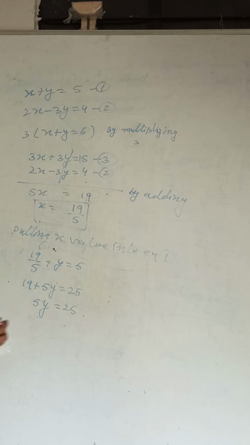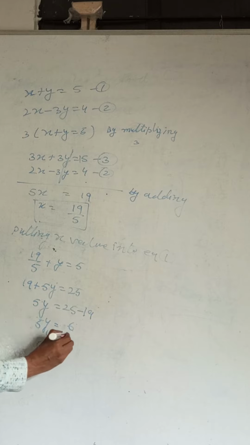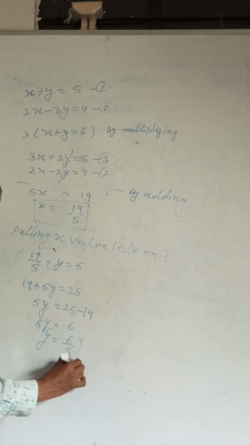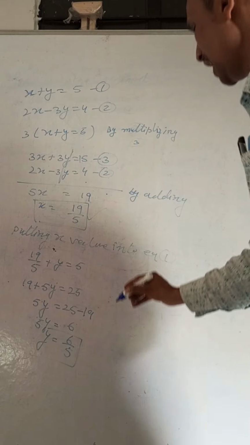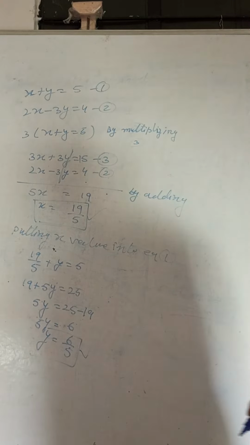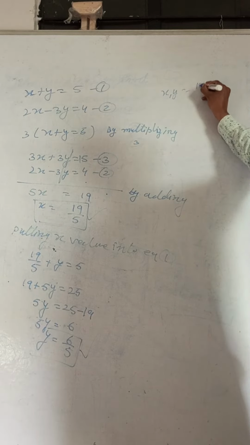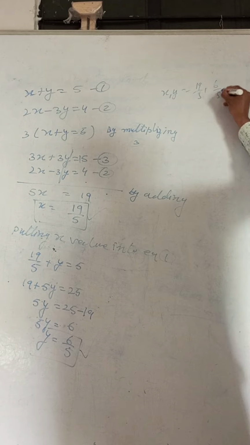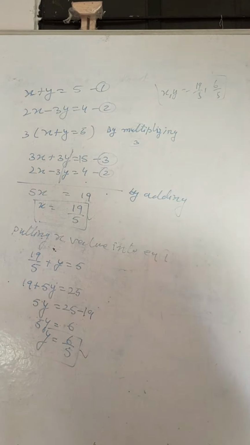What can we write? 5y is equal to 25, and this number will go to that side, then it will become minus 19. Then 5y is equal to 25 minus 19, is equal to what? 6. Then y is equal to 6 by 5. Thus we got the two values: x is equal to 19 by 5 and y is equal to 6 by 5. So x comma y is equal to 19 by 5 comma 6 by 5. These are the answer of this one. This is called the elimination method.